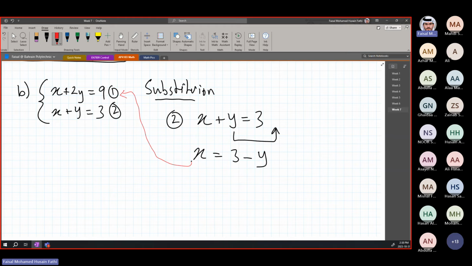Because we used equation 2 here, we're done with equation 2. So now we have to use equation 1. All right. So by substituting, if we just rewrite equation 1 again, it's x plus 2y is equal to 9. So now we will put this 3 minus y, which is the x value, back into the x.